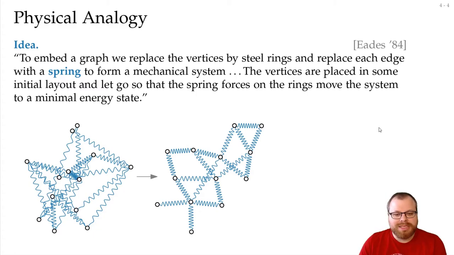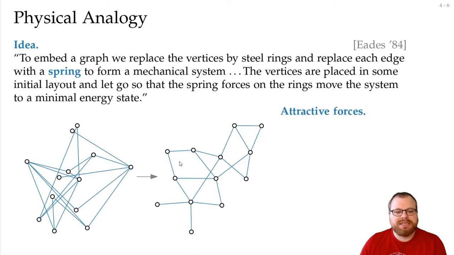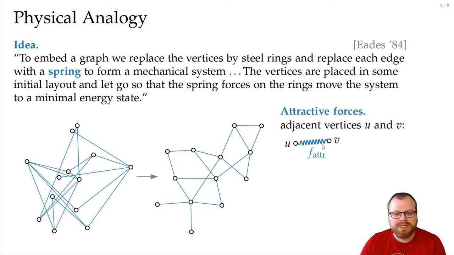How do we model this? We have a bunch of forces in this layout. So every spring gives us an attractive force. If we have two adjacent vertices, U and V, we have a spring between them, and that gives us the attractive force between U and V that pulls them together. Now, if we only have this kind of force, then that would mean that everything collapses.